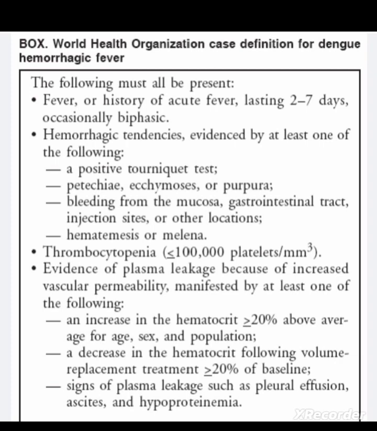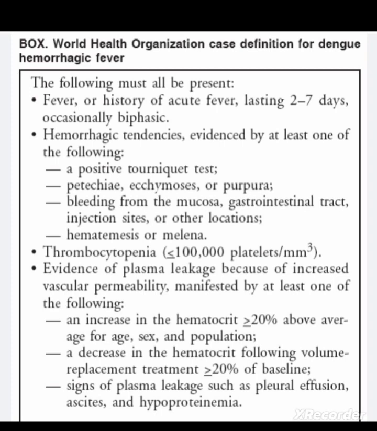And here thrombocytopenia will be present. Mostly the thrombocyte or platelet count will be less than 1 lakh per cubic millimeter. And here there is evidence of plasma leakage because of increased vascular permeability, manifested by at least one of the following. When we are assessing the hematocrit value, it will be elevated, and signs of plasma leakage will be present, like pleural effusion, ascites, and hypoproteinemia. All these features will be present with dengue hemorrhagic fever.